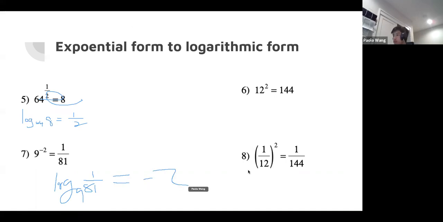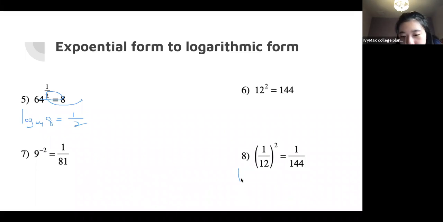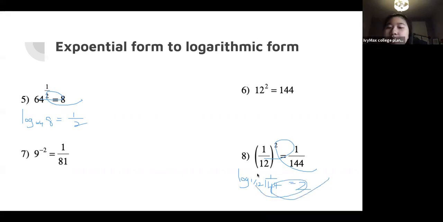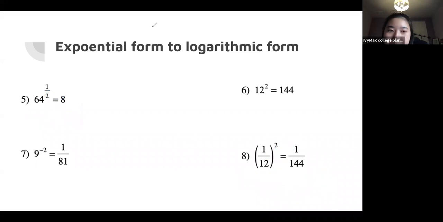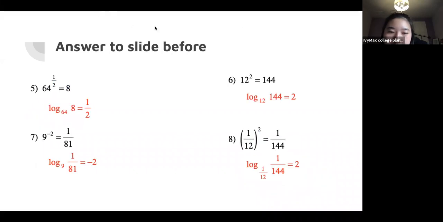Okay. So last one, just do an E. No matter if it's a fraction, decimal, whatever you got, do your E. And then 1 over 12 is your base, and then 144 equal to 2. And if you want to check the answer, just do E again, and it should be the same right here. So here is what your final answer should be. So check your answer again.